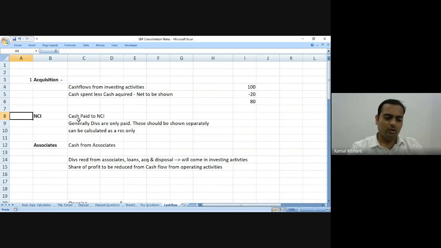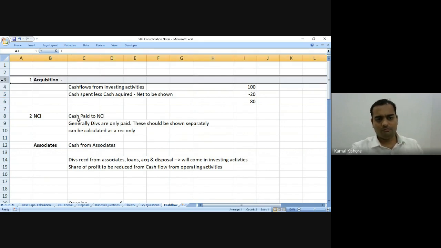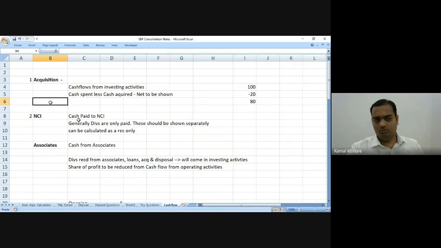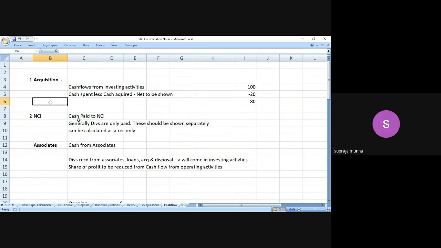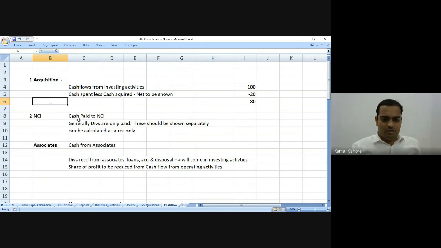Then we also are looking at any cash. These are the things you're talking about when you're buying a company. When we are talking about consolidation, the first step is acquisition. Once acquisition is happening, then you're paying cash to NCI, and this cash is generally dividends only that are paid.